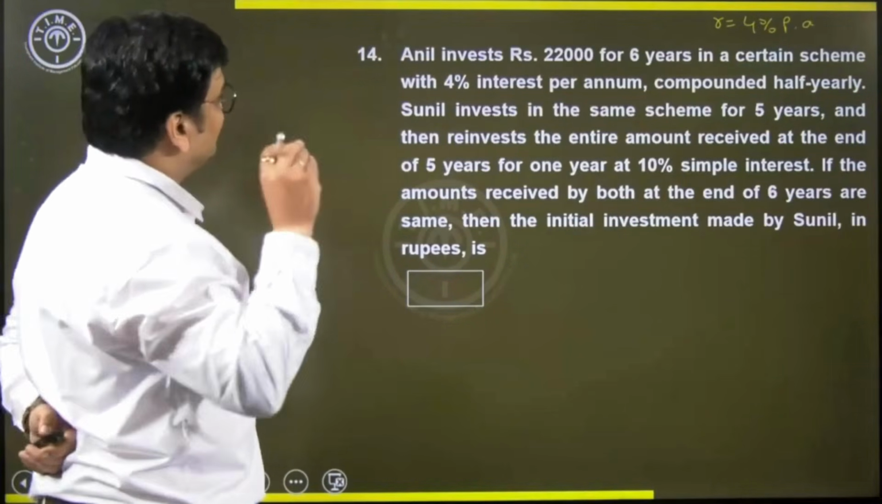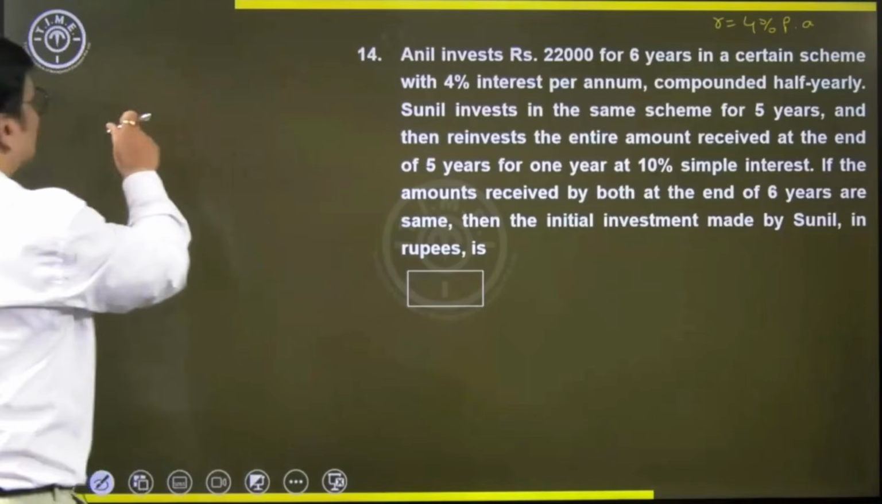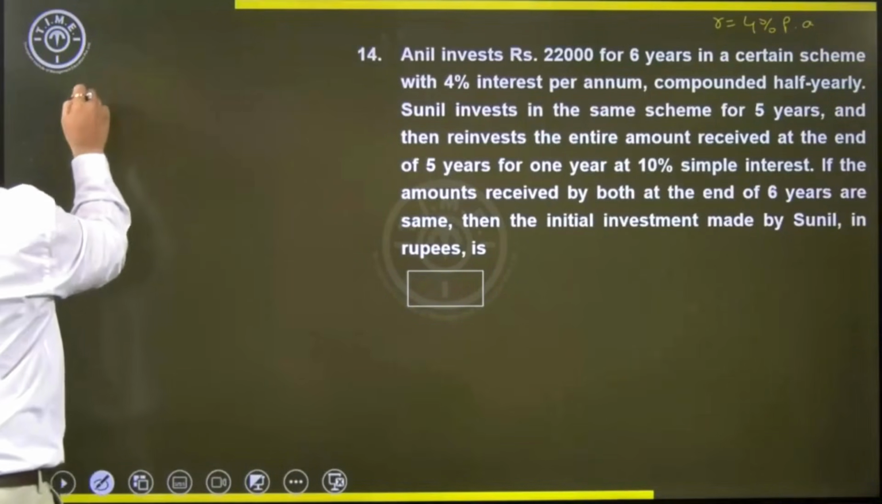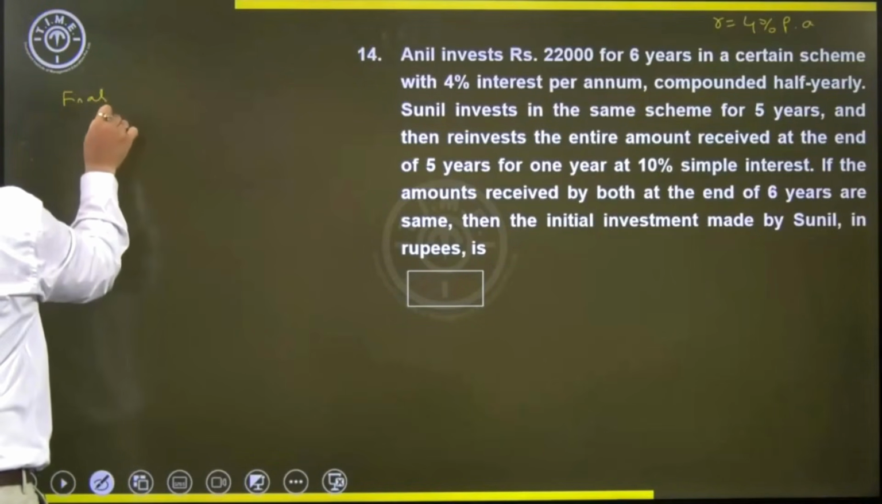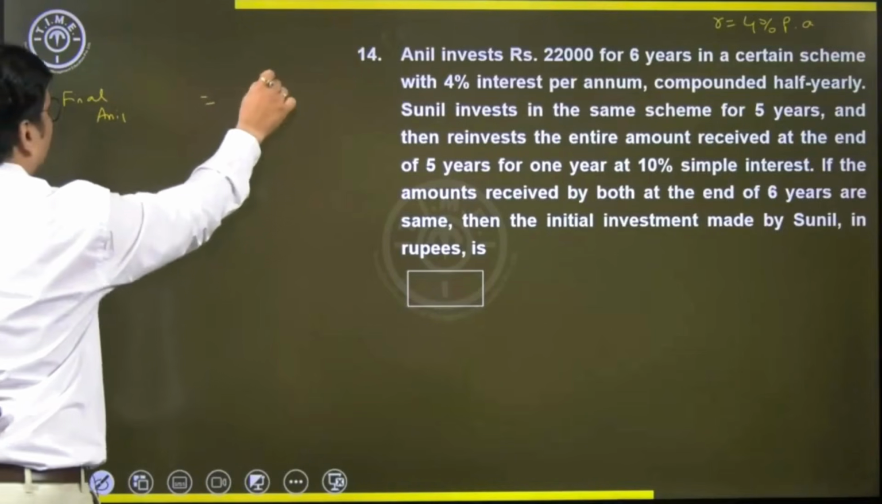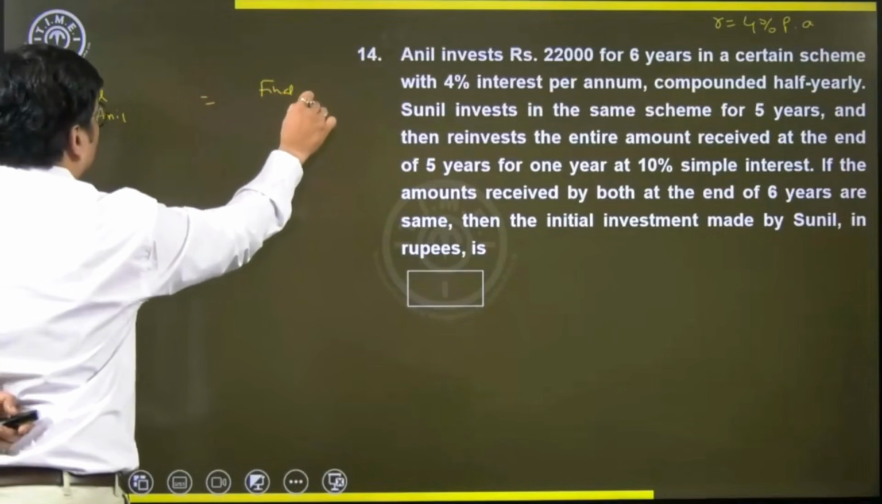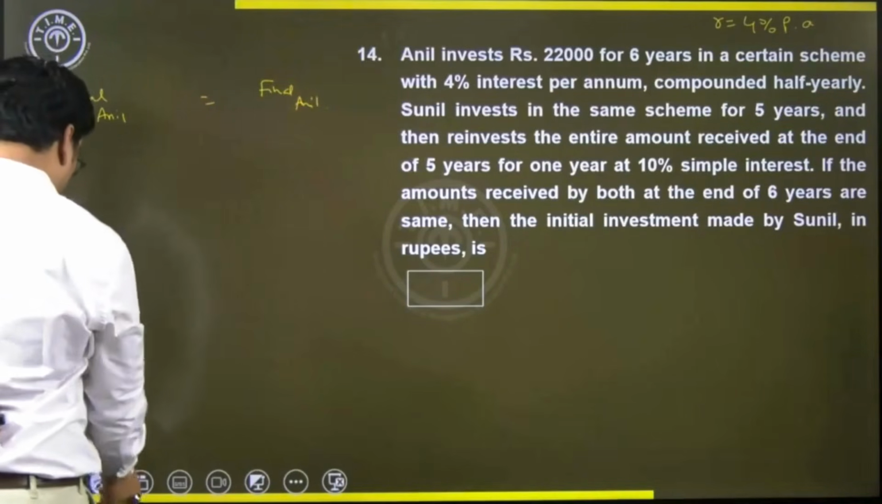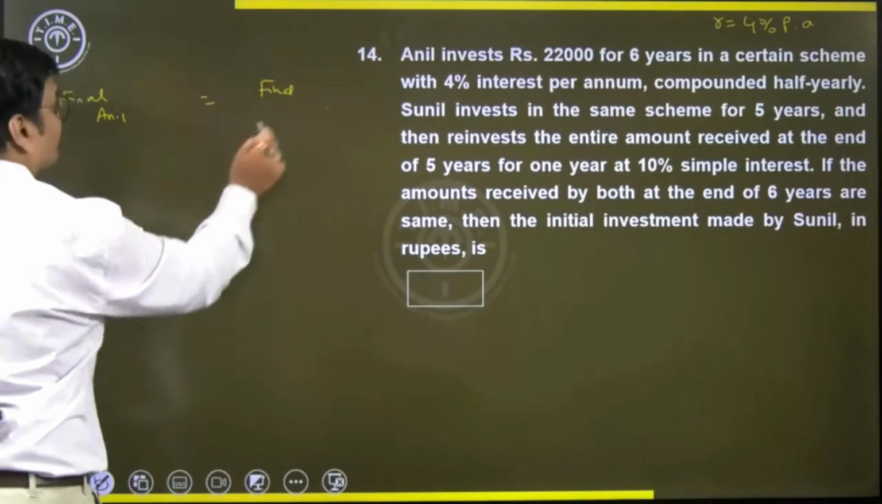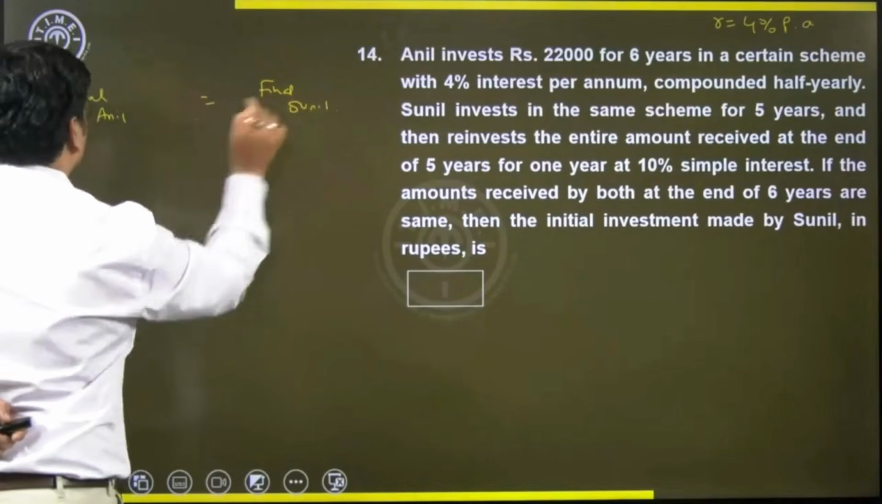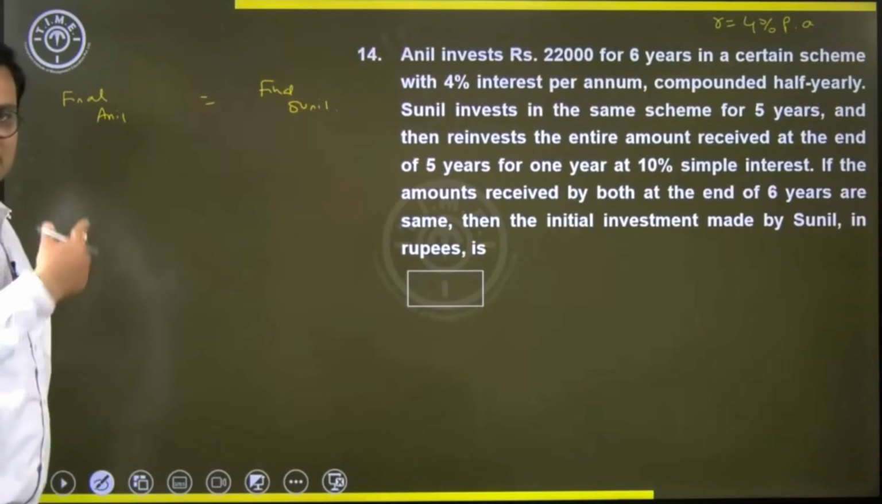Let's do one thing. Let's calculate the final amount by Anil. The final amount by Anil should be equal to the final by Sunil. So, what will be the final amount of Anil? It is a CI problem.